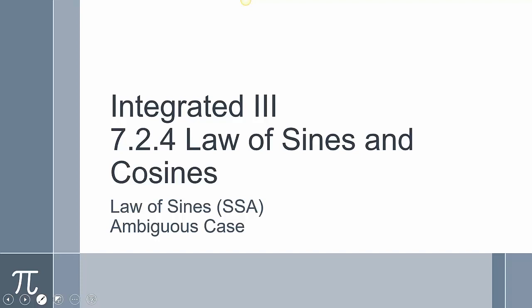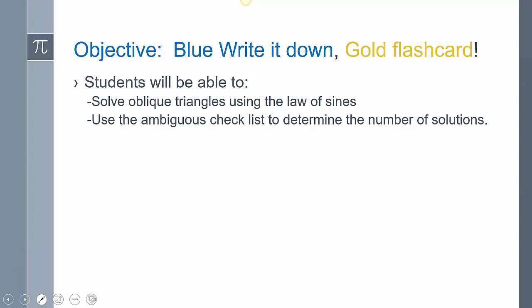All right, this is section 724. We're still in the laws of sines and cosines unit. We're going to take a look more specifically at the law of sines SSA case, which we call the ambiguous case. So we're going to solve oblique triangles using the law of sines still, and then we're going to use the ambiguous checklist to determine the number of solutions. And this is basically the new piece.